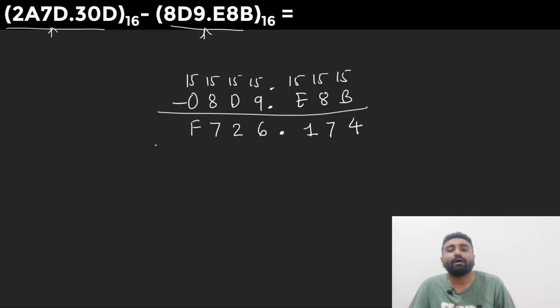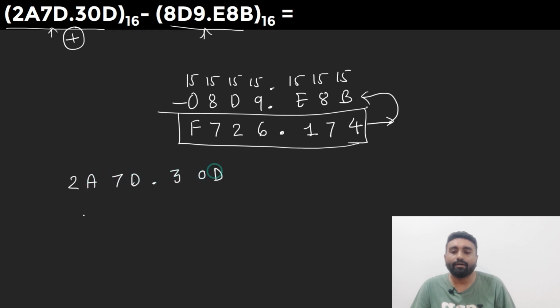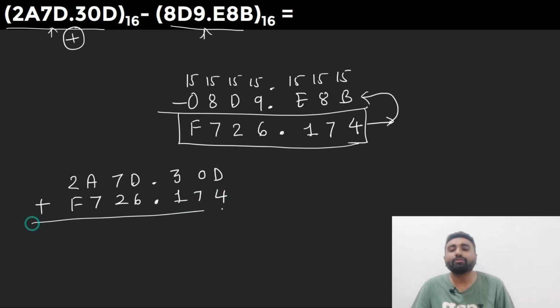So this is our 15's complement of the number 08D9.E8B. Now this number we are going to add with the first number. Okay, so the first number is 2A7D.30D, and our 15's complement is F726.174. Okay, so this addition we need to perform.